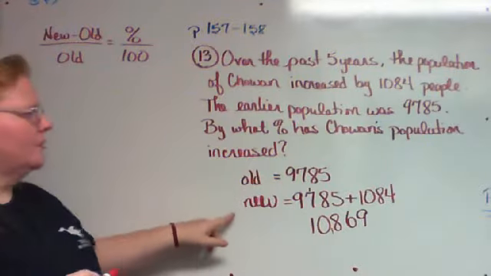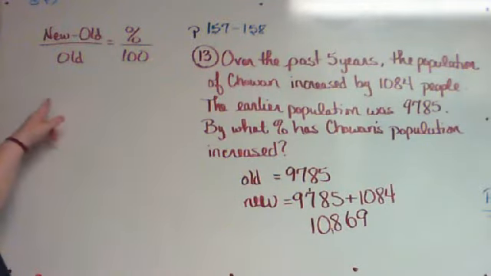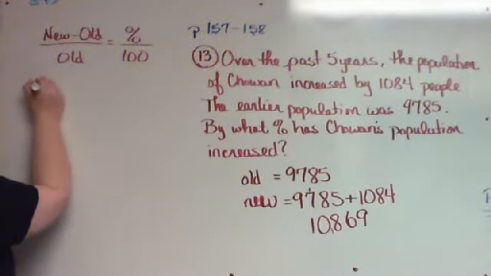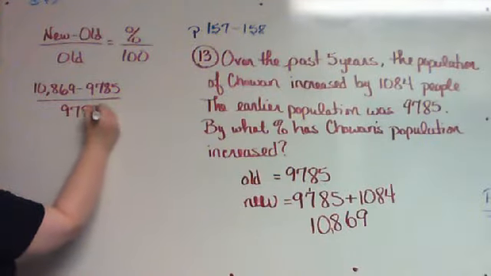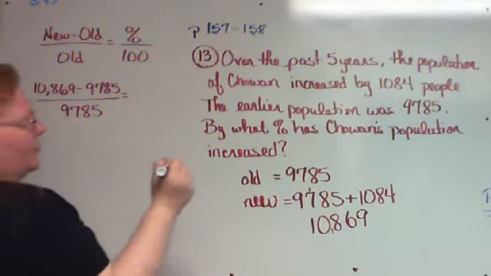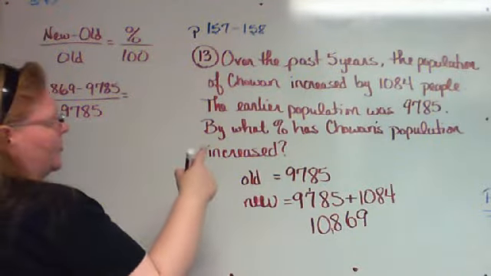Now that I have my old and my new, I can come over to my formula. Now I can go in here and put in my new minus my old. We said new was 10,869 minus the old, which is 9,785, divided by my old, which is 9,785. And they wanted to know by what percent it has increased, so that means they were looking for my percent over 100.